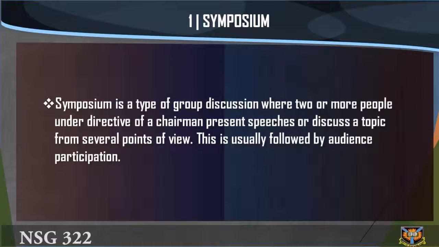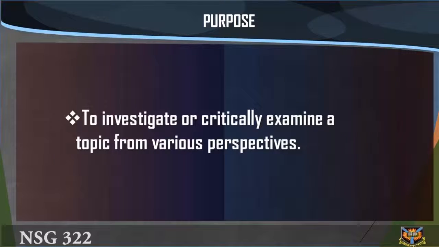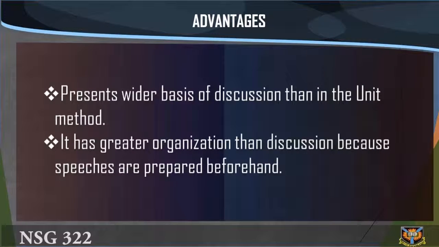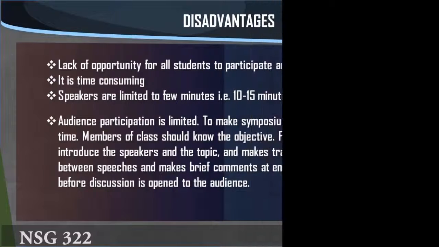Symposium. Symposium is a type of group discussion where two or more people, under directive of a chairman, present speeches or discuss a topic from several points of view. This is usually followed by audience participation. Purpose. To investigate or critically examine a topic from various perspectives. Advantages. Presents wider basis of discussion than in the unit method. It has greater organization than discussion because speeches are prepared beforehand.